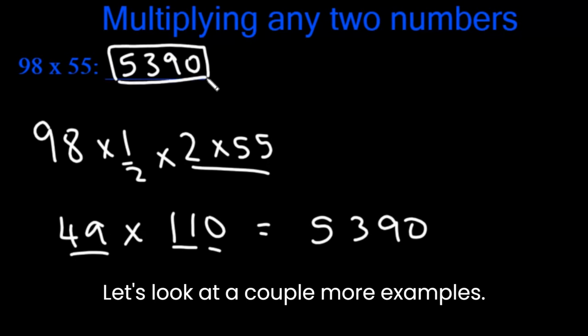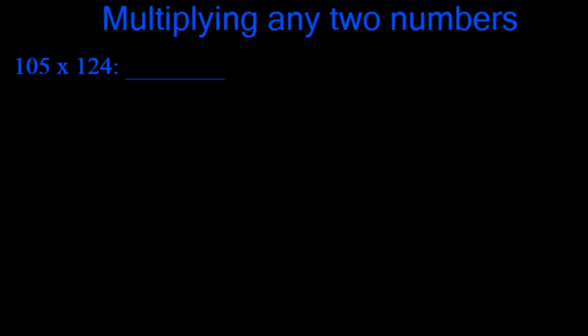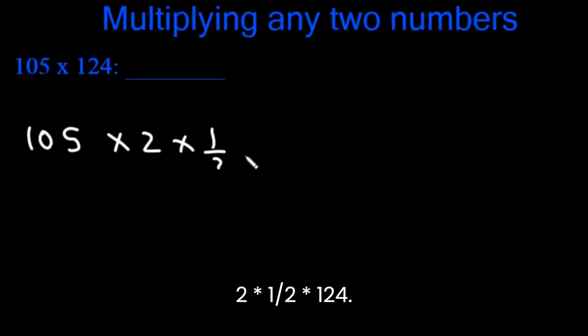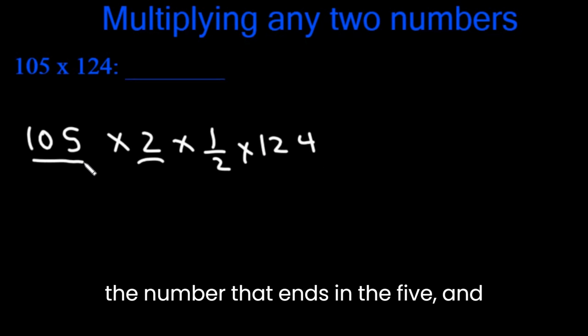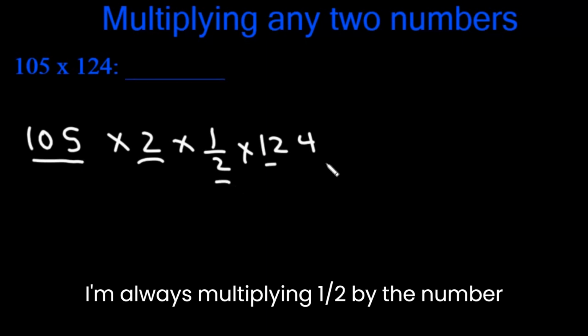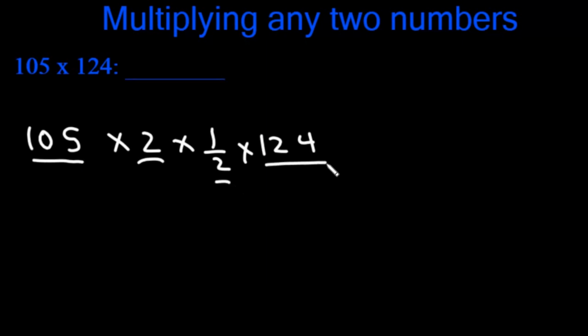Let's look at a couple more examples. 105 times 124. Again, we do 105 times 2 times 1/2 times 124. Now notice I'm always multiplying 2 by the number that ends in the 5, and I'm always multiplying 1/2 by the number that ends in the 4, or the even number.